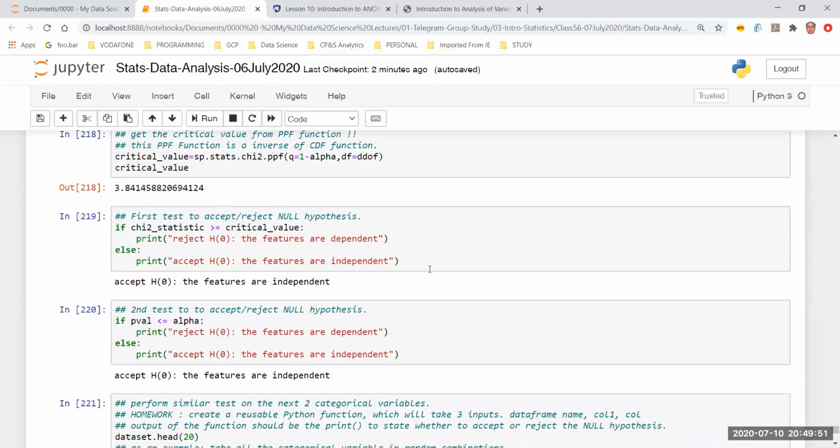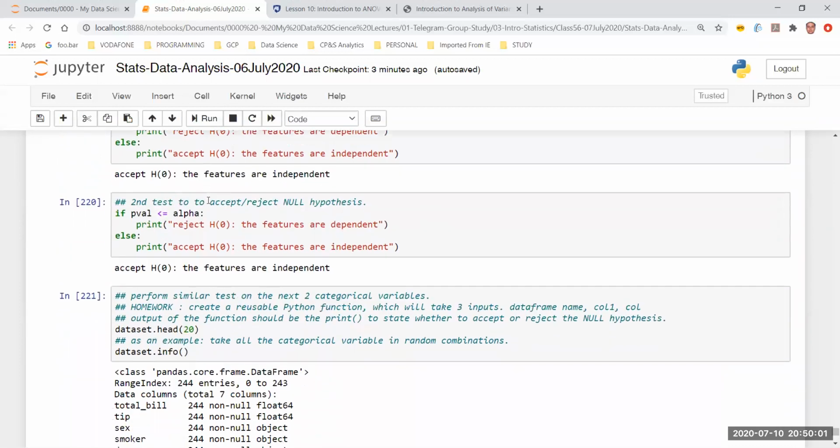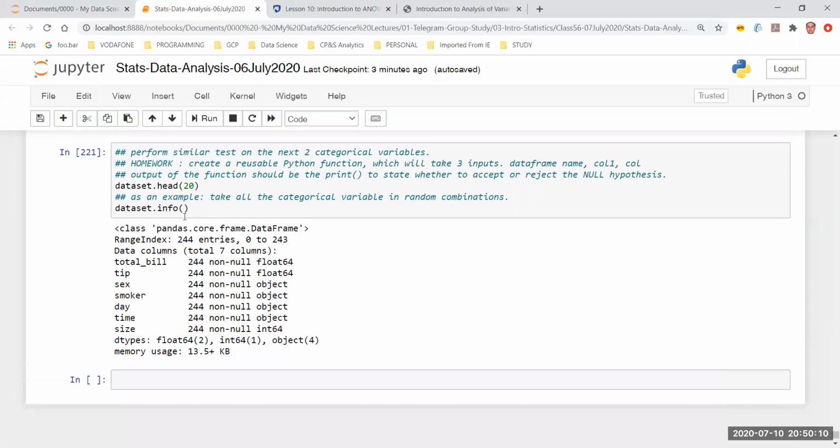After which we created a small function to compare the chi-square statistic with the critical value. If the statistic is greater than or equal to the critical value, then only we can reject the null hypothesis. And the p-value, as we already know, is the probability value. If it is less than alpha, then only we reject the null hypothesis, right? Now, until this point, we are done.